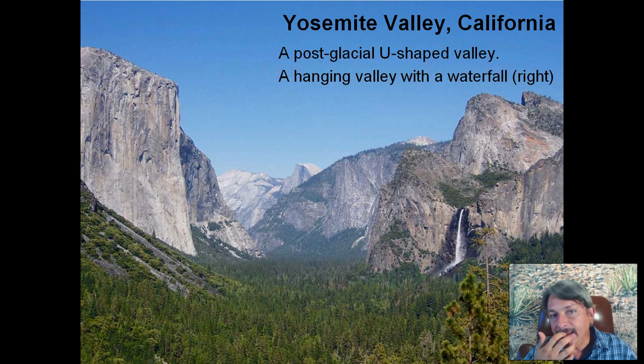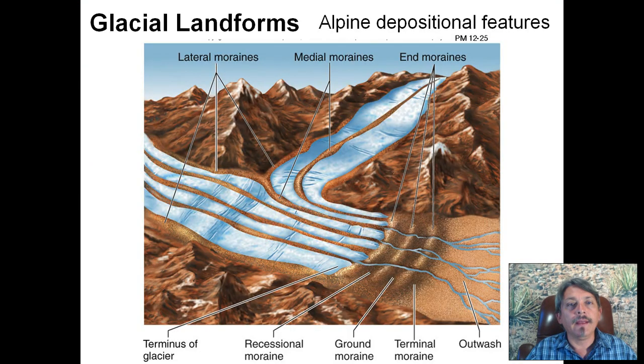Yosemite Valley in California is a post-glacial U-shaped valley, evidence that a large glacier passed through here and left a lot of bedrock very smooth. You can see this large formation over here, and you can see a hanging valley to the right with its waterfall. This is the Yosemite Valley.